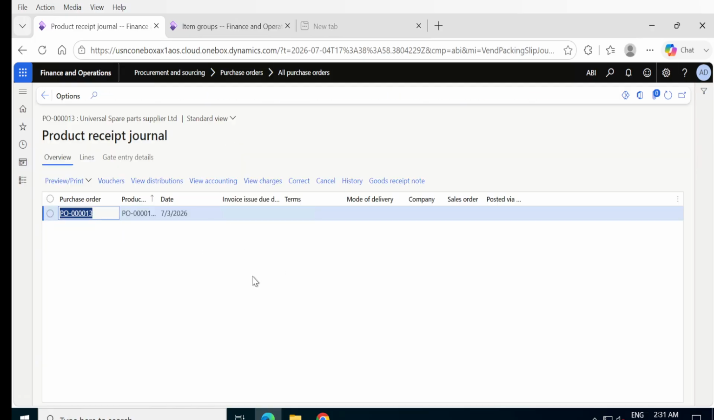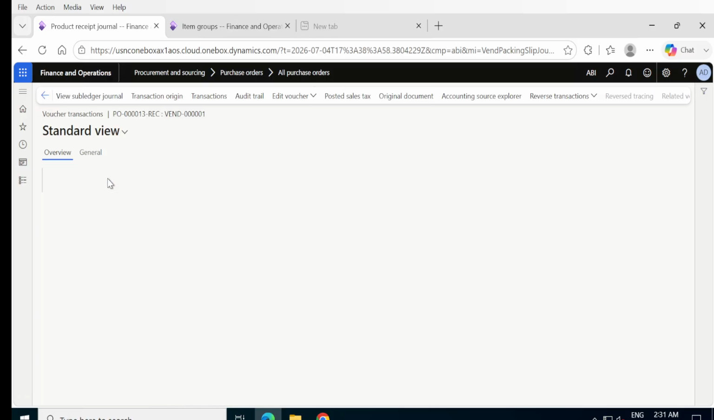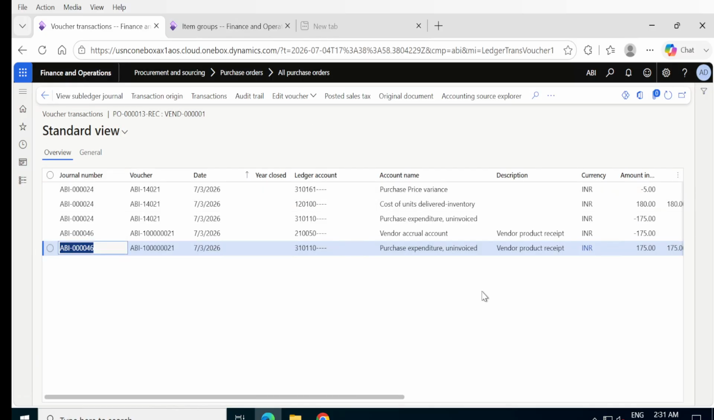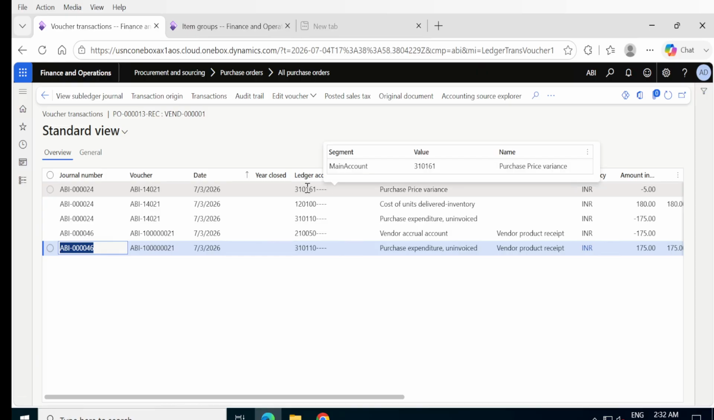Okay, so now let's look at the accounting entries for my product receipt. I go to the vouchers button to see my accounting information. These are the general ledger accounts that got posted. And these are all the account names, and these are all the debit and credit entries. Now let me start from the first entry. This is a purchase price variance, and the general ledger account is 310161.